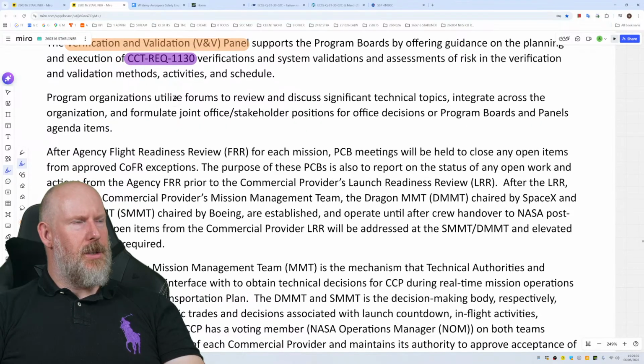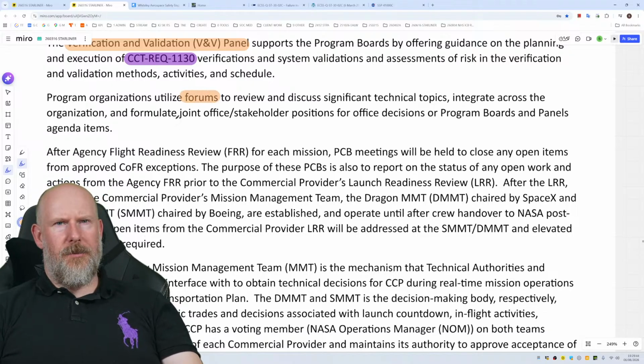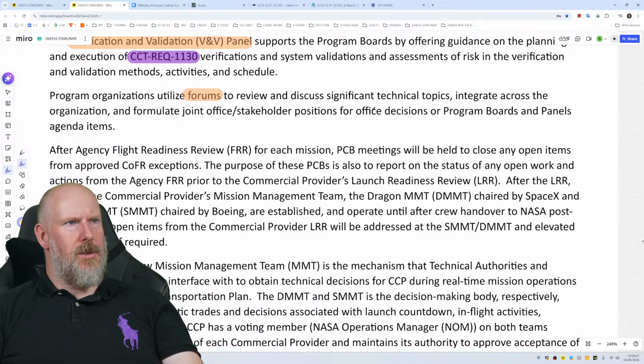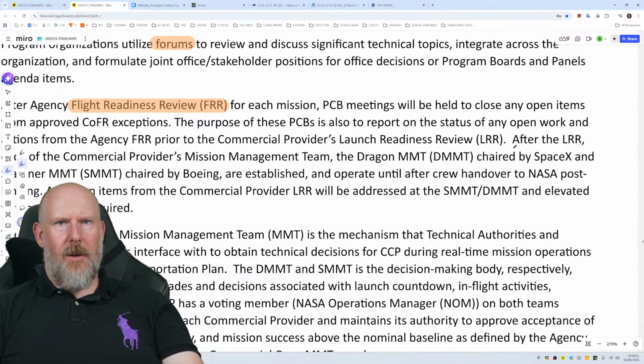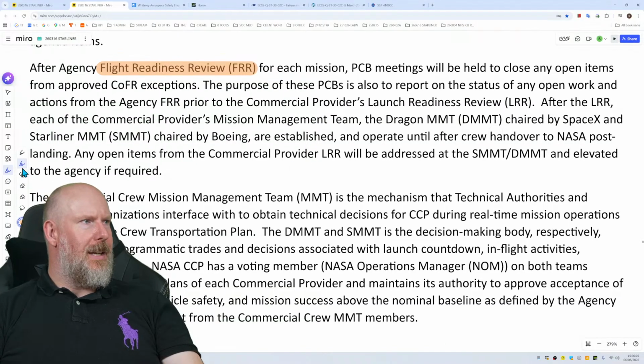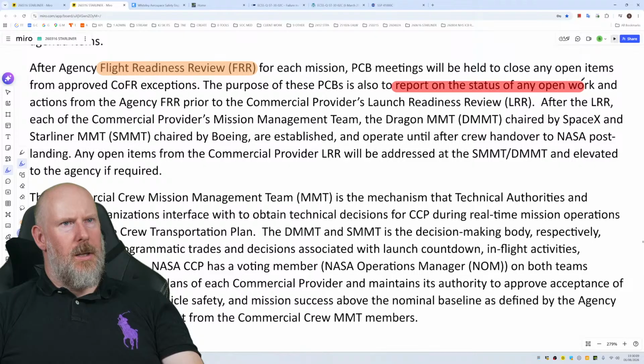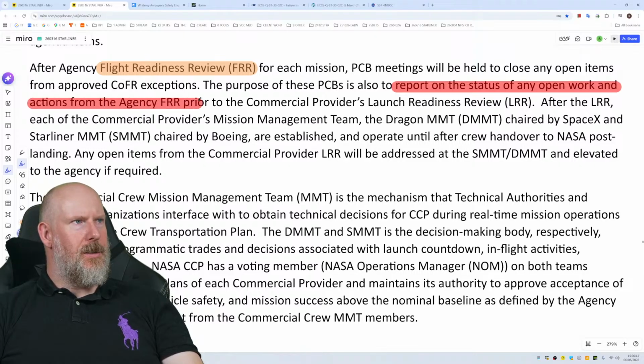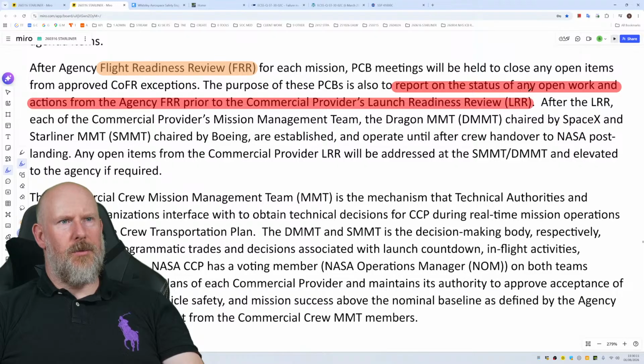program organizations utilize forums to review and discuss significant technical topics, integrate across the organization, and formulate joint office stakeholder positions for office decisions or program boards and panels agenda items. After agency flight readiness review for each mission, PCB meetings will be held to close any open items from approved COFR exceptions. The purpose of these PCBs is also to report on the status of any open work and actions from the agency FRR prior to commercial providers' launch readiness review.